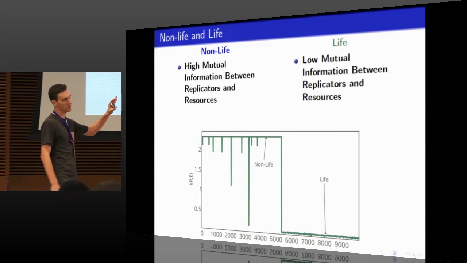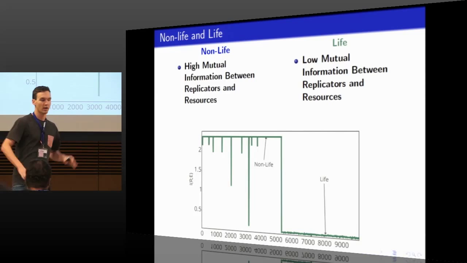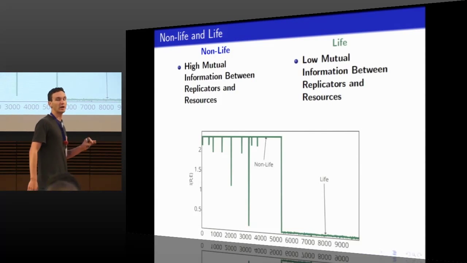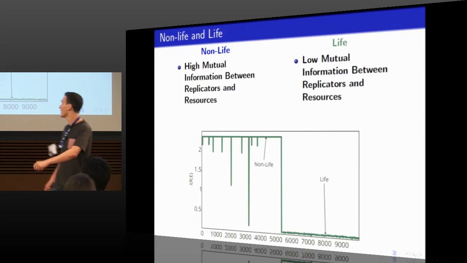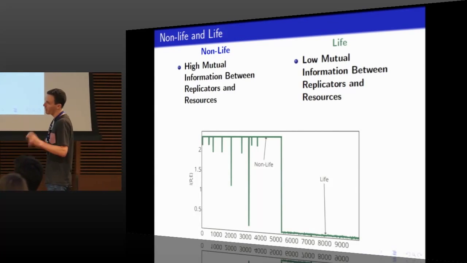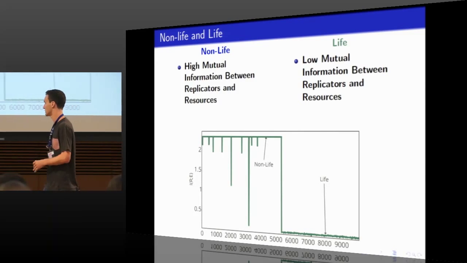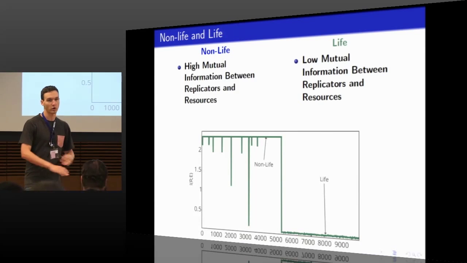So one way to distinguish non-life and life in this model was that if you look at the composition of the replicators and the composition of the free resources in the environment, you can say, what is the mutual information between these two? So what do I know about the replicators given that I've fixed the environment? And in the non-life phase, you see a high positive value, around 3. Depends on how you set the parameters of the model. It changes a little bit. And then in the life phase, you see that they're largely uncorrelated.